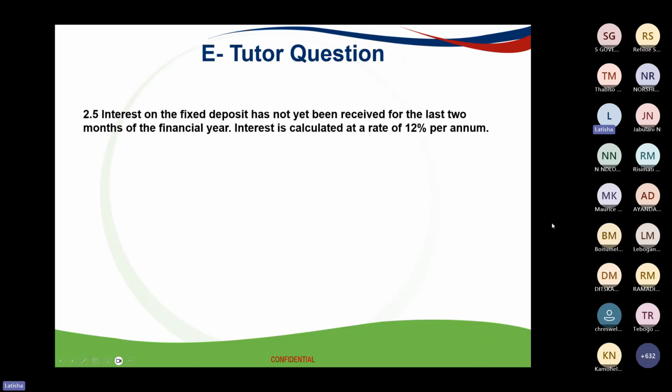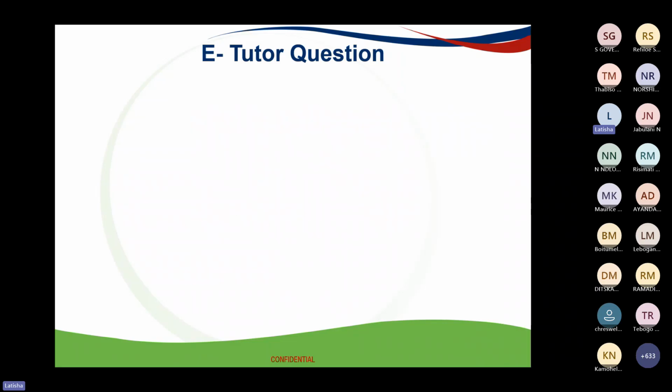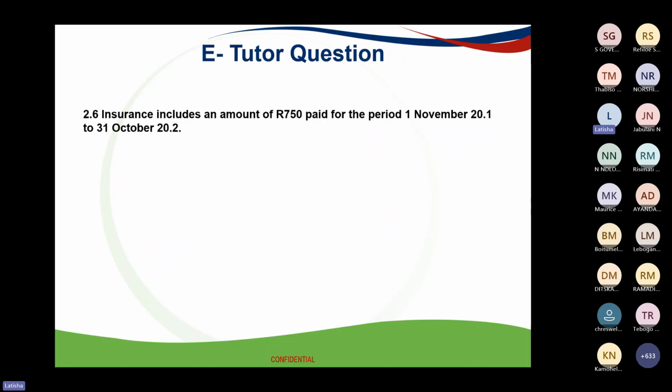Then if we go to the next one, we've already done 2.5. So there's only 11 in the required, so we're more than halfway. 2.6 says insurance includes an amount of 750 Rand paid for the period 1st of November to the 31st of October 20.2. So insurance is an expense for us. We are paying it. That's the first thing that's important. And then it tells us there's an amount of 750 Rand that's paid for a period of 1 November to 31 October. So it's 12 months in that period.